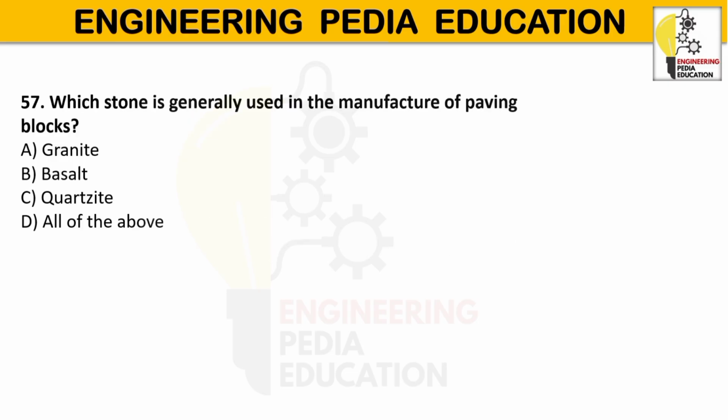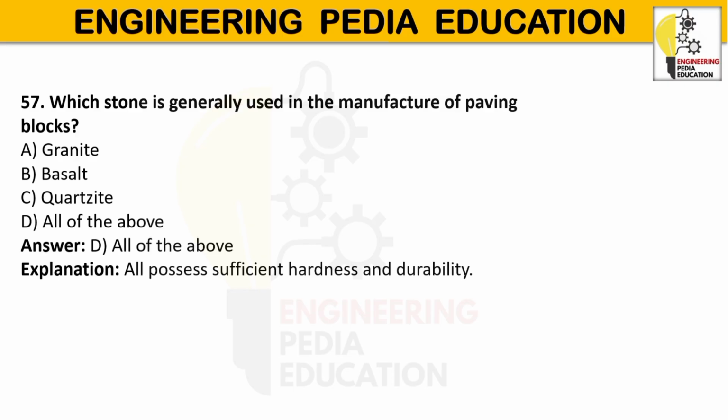Which stone is generally used in manufacturing of paving blocks? Granite, basalt, quartzite, all of the above. So the correct answer is all of the above. All possess sufficient hardness and durability, so all of these rocks are generally used in manufacturing paving blocks. Granite and basalt are hard in nature. Quartzite is also known for its hardness.